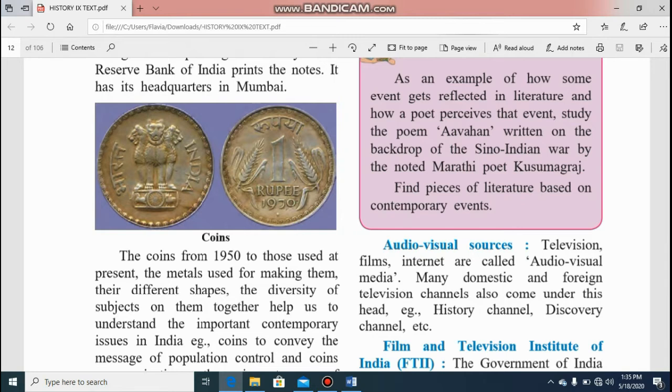Girls, you have seen the 10 rupee coin, right? Today it is made up of two colors and two types of metal, unlike the coin that you see on the screen.